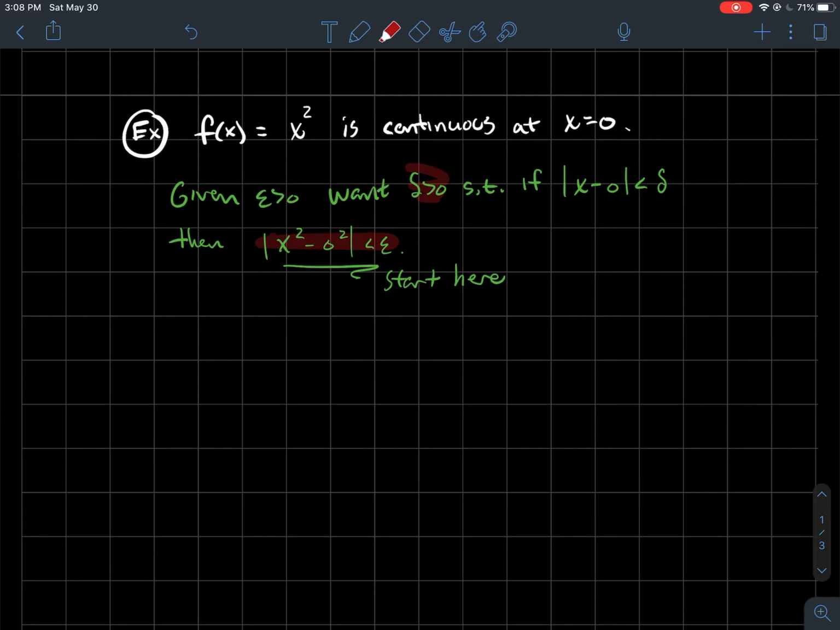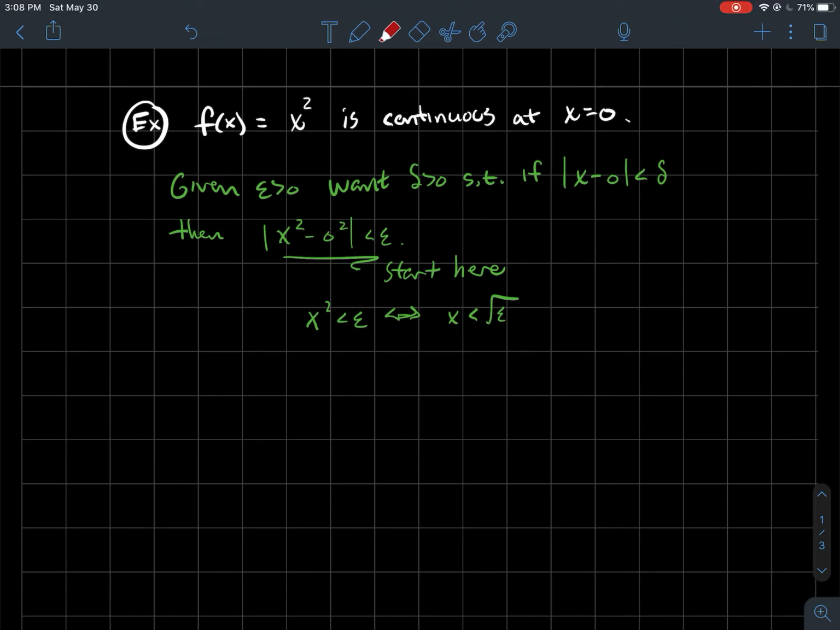That's where we emphasize again that delta is typically some function of epsilon. So if I start there, that says x squared is less than epsilon. Go ahead and try to solve that for x. That says the absolute value of x should be less than the square root of epsilon. So this would be a pretty good delta to pick, right? If delta was the square root of epsilon, then I've got x is less than that. Therefore, when you square both sides, you'd have x squared is less than epsilon.